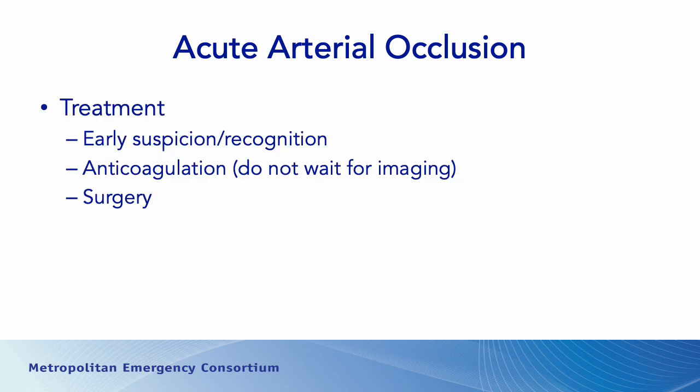So how do we manage these cases? Again, early suspicion and recognition. We anticoagulate the patients. We don't wait for imaging. If I think the patient's got an acute ischemic limb, I'll get the workup started, but I'll also start on intravenous heparin, which is an anticoagulant, and I will get the vascular surgeon on the phone quickly. I won't wait 2 hours for my workup to be done. I will get the patient anticoagulated. I will talk to the vascular surgeon. I will probably order a CT angiogram unless the surgeon says, don't worry about it, I'm coming in, we'll take the patient to angiography. But I will get them anticoagulated and I'll get the wheels started quickly.